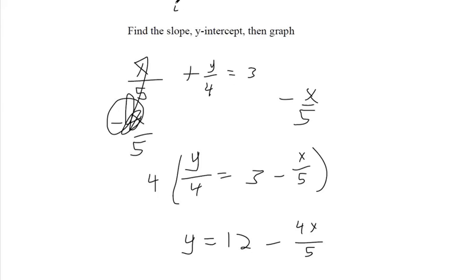The slope is negative 4/5. And the reason for that is because there's a negative sign in front of it, and the slope is always the number that's attached to the x, the coefficient of x. So that's the slope. This is the y-intercept, positive 12.